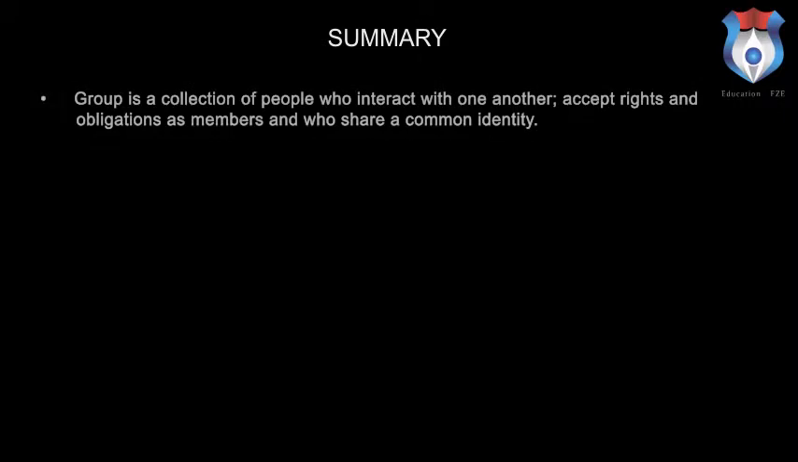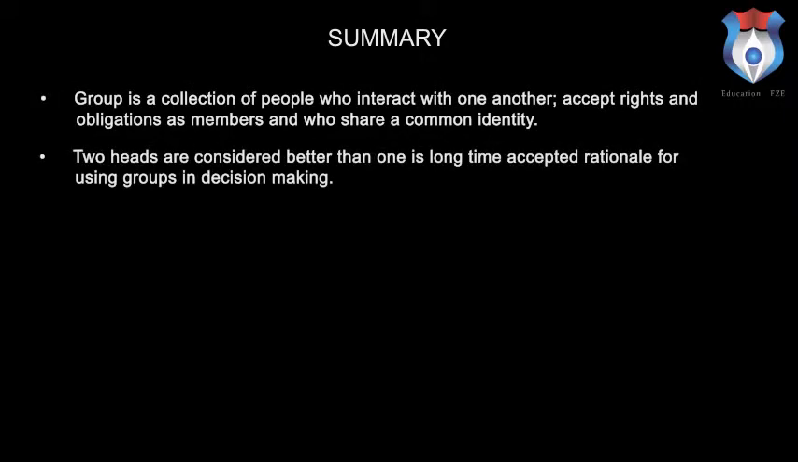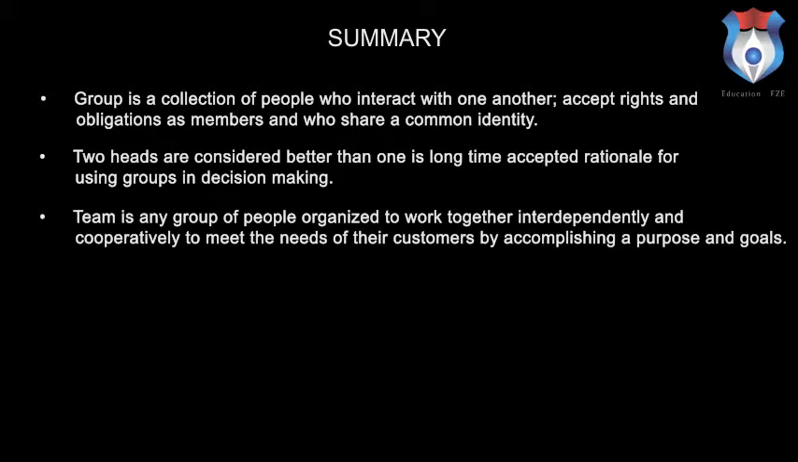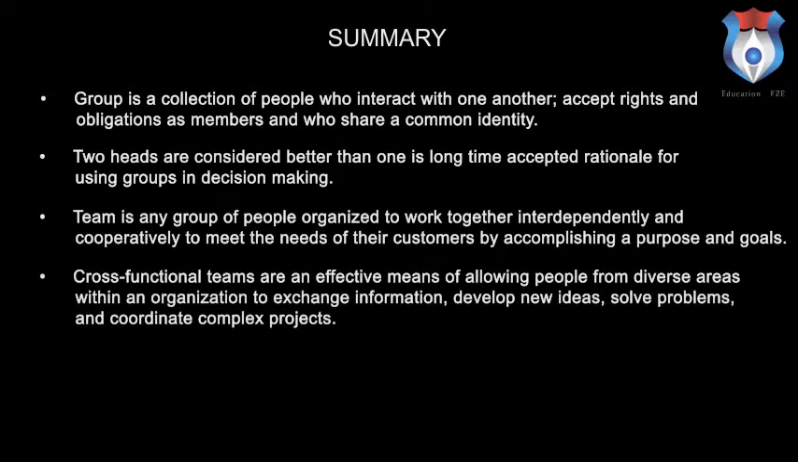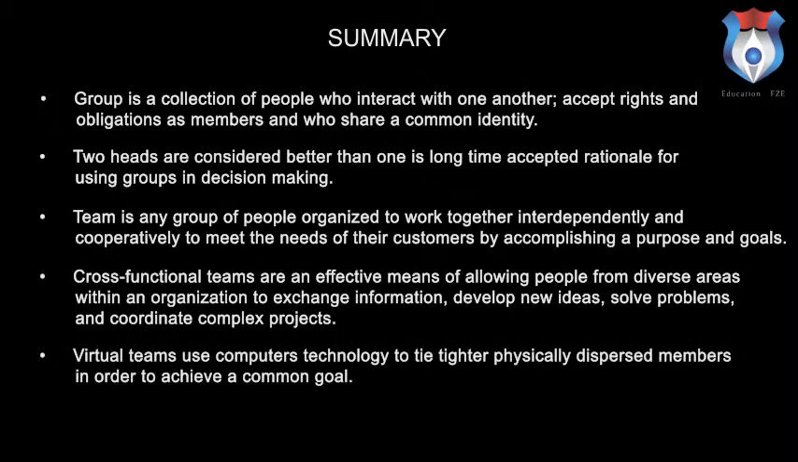Summary. Now in the end, let us summarize what we have learnt in this lecture. Group is a collection of people who interact with one another, accept rights and obligations as members, and who share a common identity. Two heads are considered better than one is long-time accepted rationale for using groups in decision making. Team is any group of people organized to work together interdependently and cooperatively to meet the needs of their customers by accomplishing a purpose and goals.